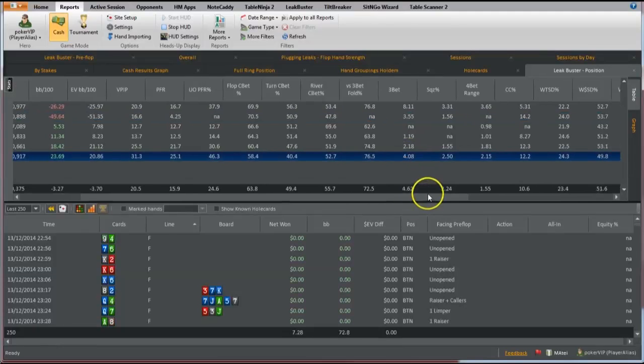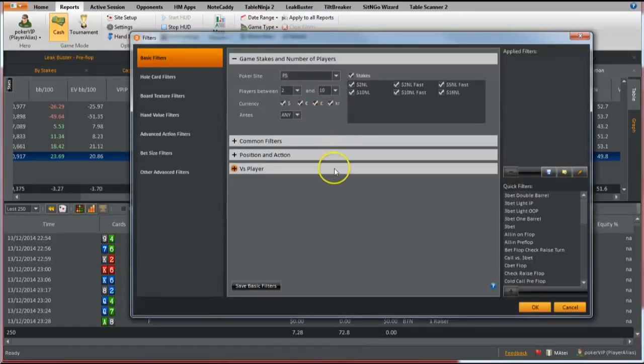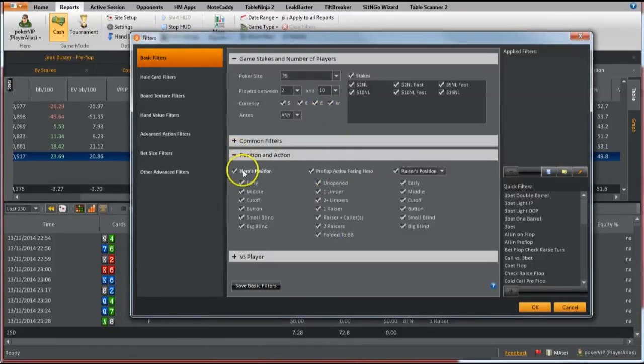So I'll give you one trick we can use for this kind of situation, for spots where we have maybe missed a 3-bet. We go to more filter options here, and this is the place we're going to go when we want to run the majority of our filters. There is a position and action tab here which allows us to specify hero's position. Let's put hero's position on the button.